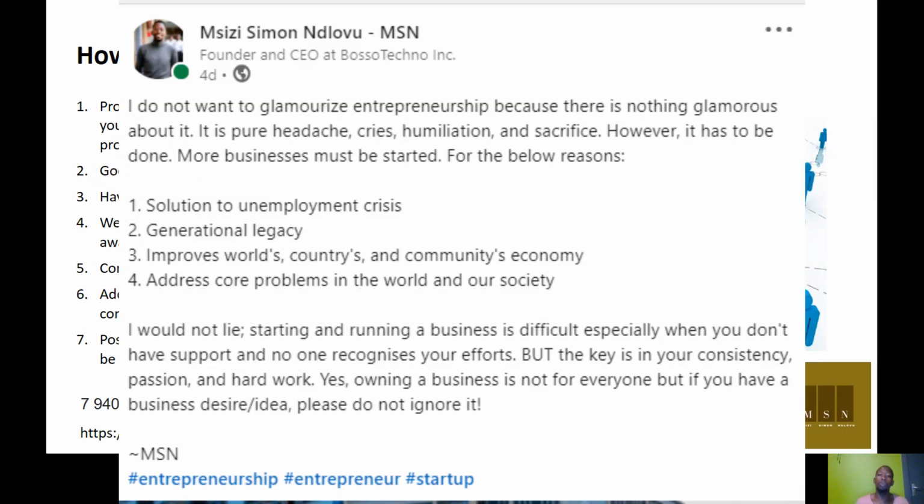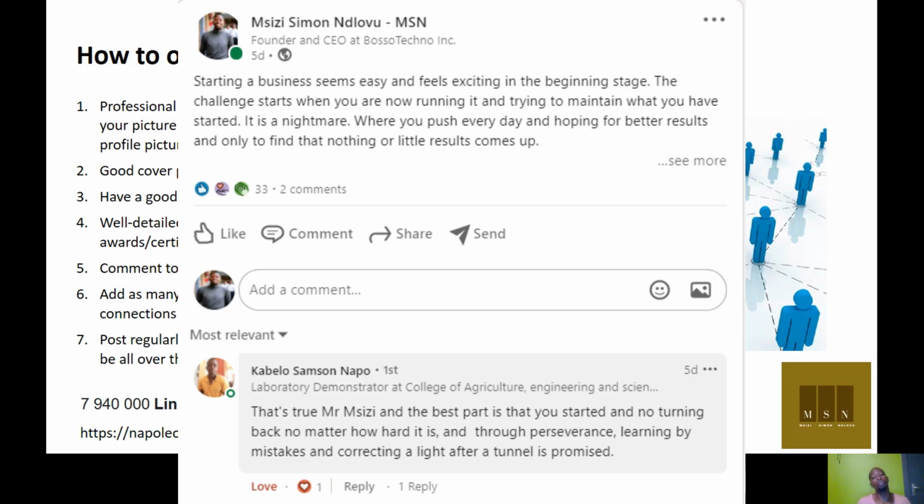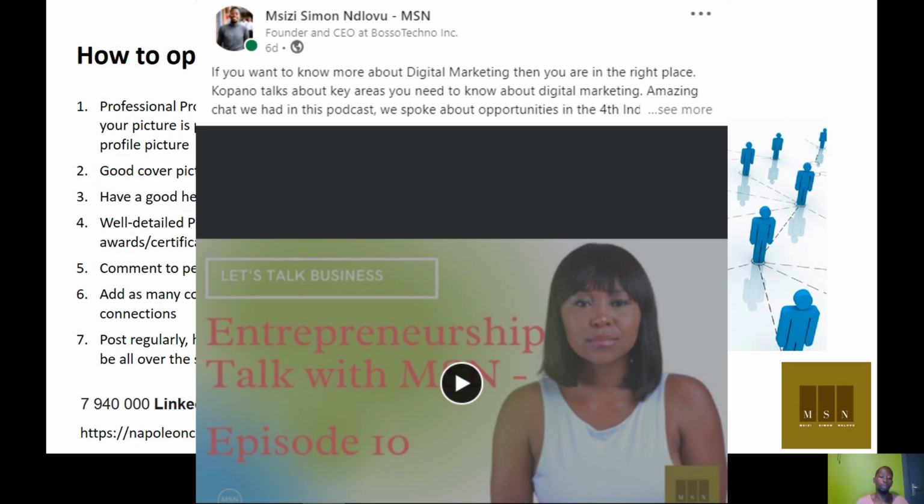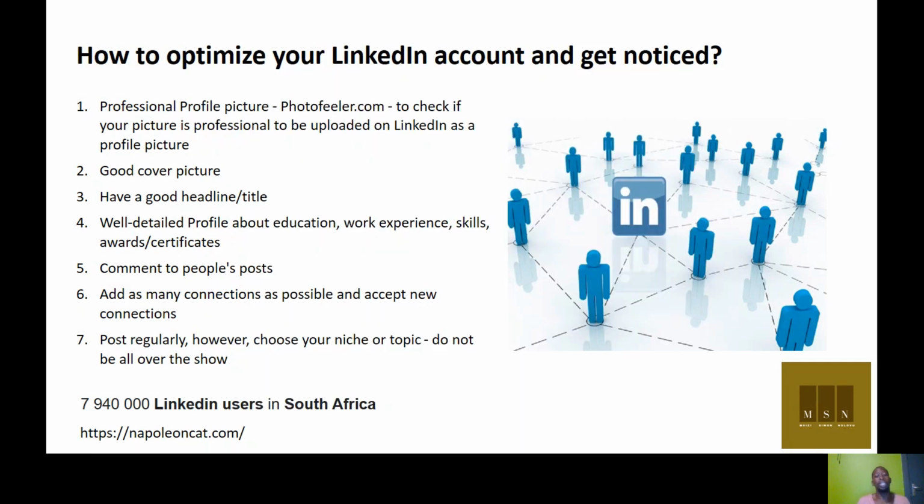And then lastly, you need to post regularly. In order for you to be noticed on LinkedIn, you need to post regularly. I know people are intimidated by the platform, they are afraid to post. But what I need to tell you now is that you need to find a niche, or you need to find a topic that you will stick to. For instance, me personally, I always talk about entrepreneurship. That is my key niche or topic that I talk about, particularly business systems or models. That's what I talk about mostly.